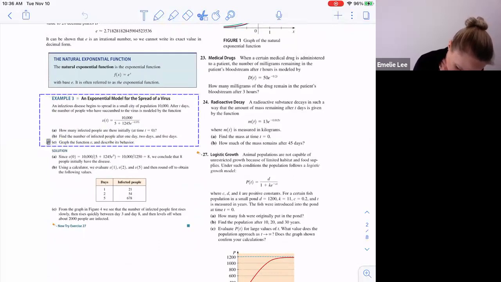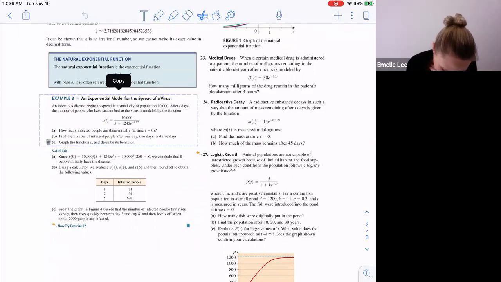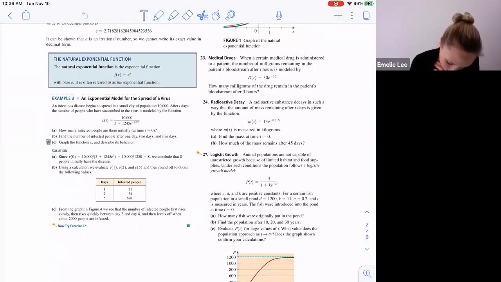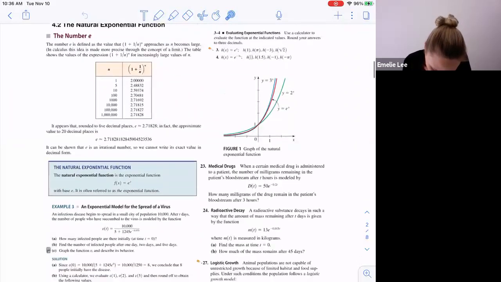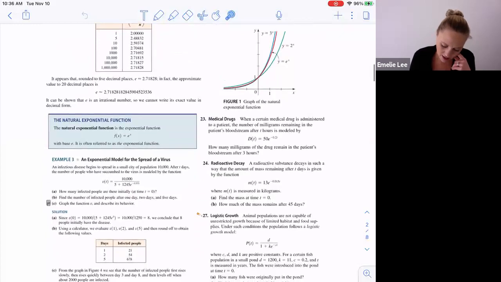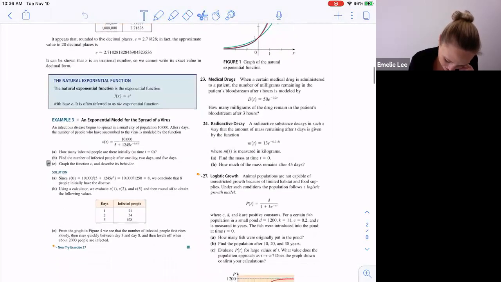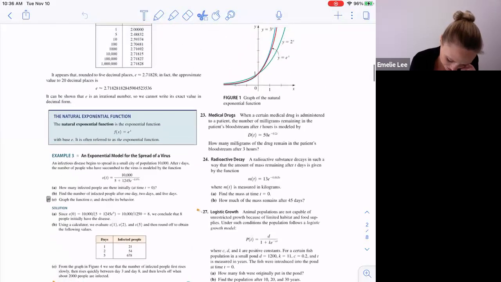So maybe we shouldn't do this one. Maybe we'll do, because the answer is obviously in here, so you have that one in your notes. My bad. Let's see here. I want to do 27, but let's do 23 first.